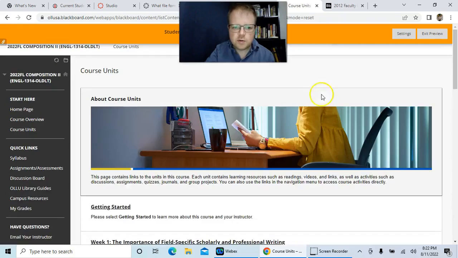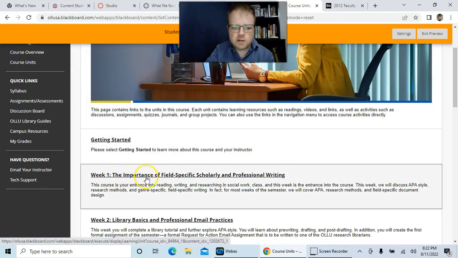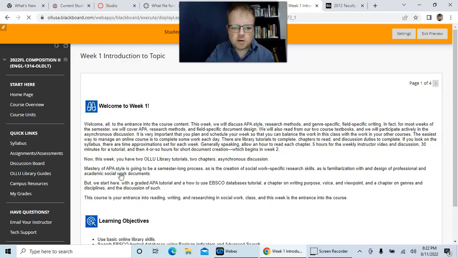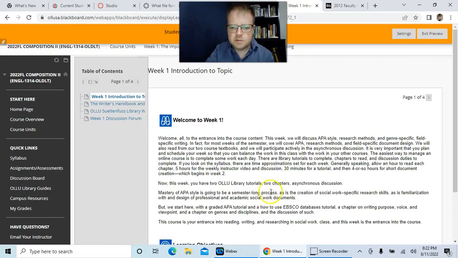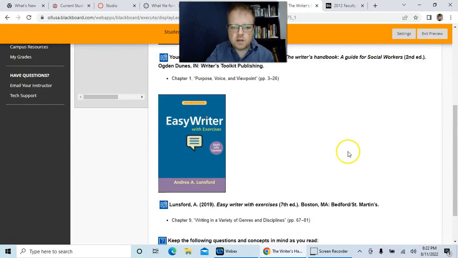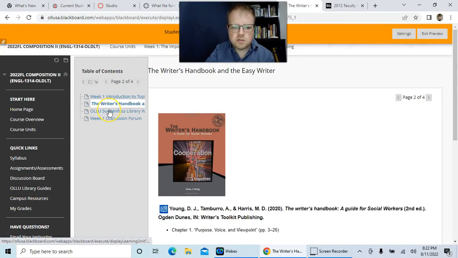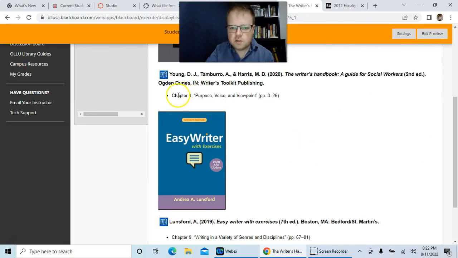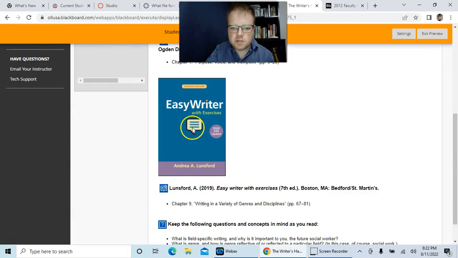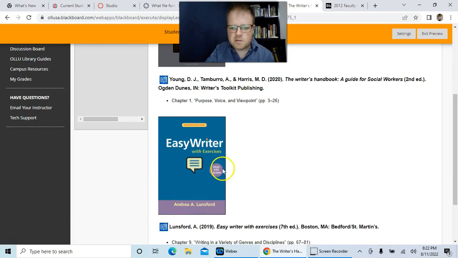If we go back to units over here, we can look also at week 1. So this is the academic part of this week, where you're going to read some of the chapters and you're going to actually answer some questions about it. So if we go here and see, this one doesn't have as many tabs. There's still some more explanation about how to do this part of the course. There are some assignments in here. This is showing you the books and which chapters to read. You're going to read chapter 1 of this book and chapter 9 of Easy Writer.